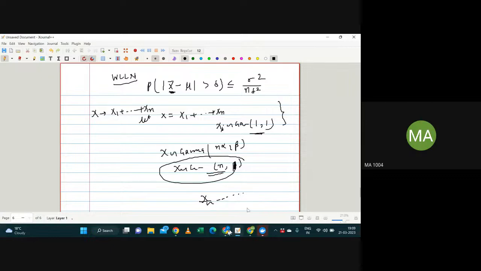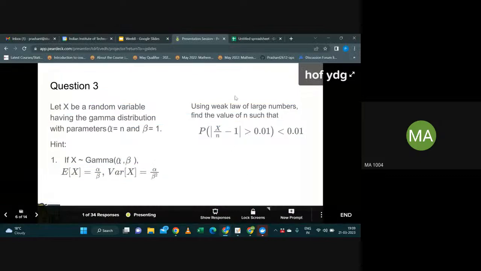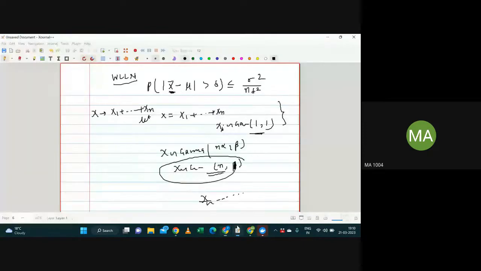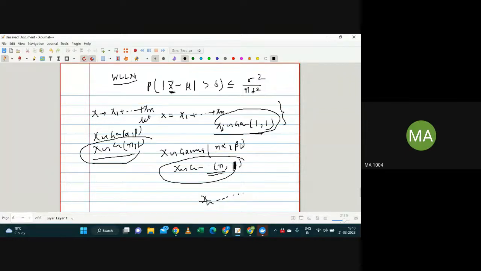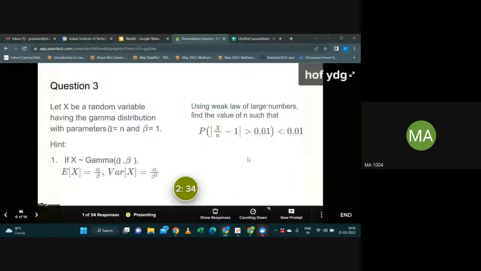We'll try. I'm going to give you 3 minutes, just try to solve it. As per the question, X follows gamma alpha comma beta, and alpha is n comma 1. So when my Xi is gamma 1 comma 1, then my X will be gamma n comma 1. Accordingly, you have to proceed.